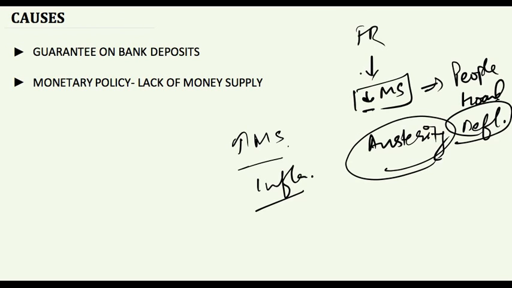So these are the major underlying reasons which resulted in the Great Depression. In the next lecture, we are going to talk about the circular flow of income.